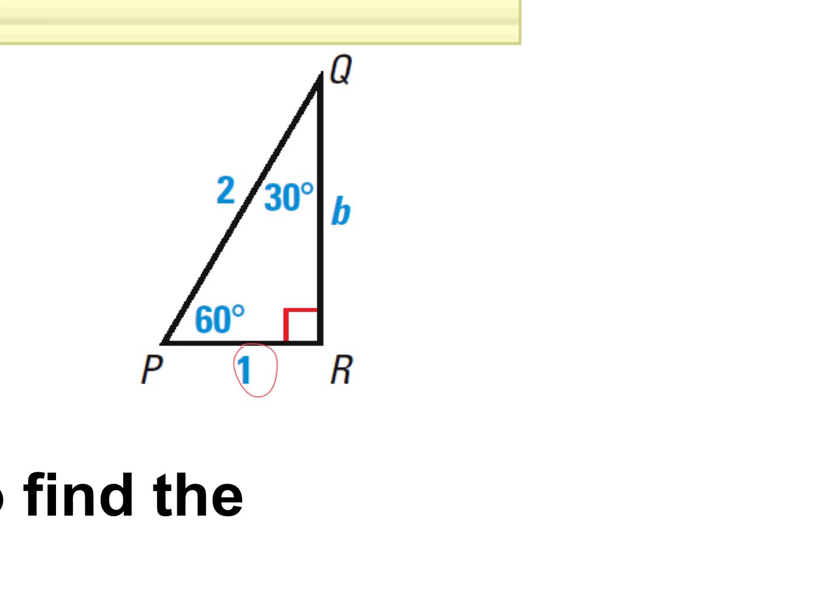Multiply by square root of 3. So I'm going to take 1 times the square root of 3, which gives us 1 square root of 3. Right, or just square root of 3. So square root of 3 is my B.